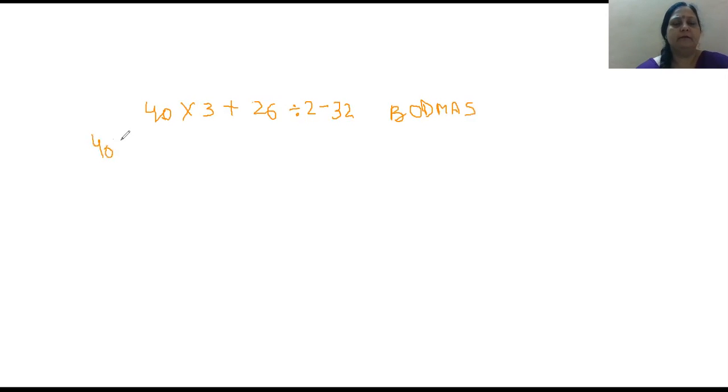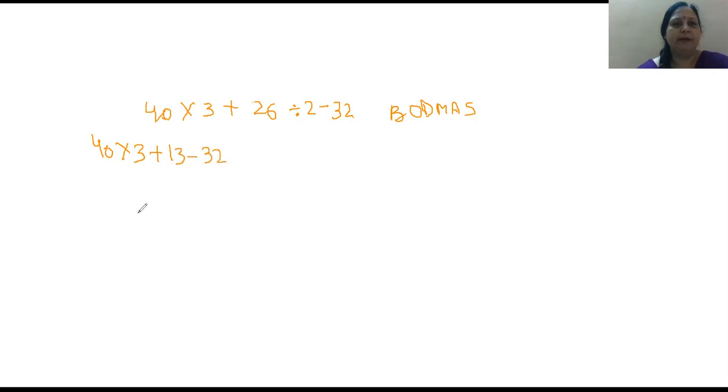40 multiplied by 3 plus, now see, here 26 is to be divided by 2, so the answer will be 13. I'll write 13 here. Rest I'll write the same. This is the first step, that is the division part.